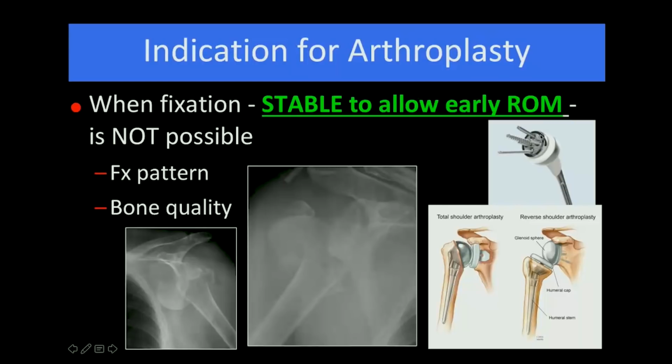That's what we do. And usually this is based on the fracture pattern, if it is very severely comminuted, meaning multiple pieces, or the bone quality is so poor that no matter how you fix it, the bone is not going to hold the fixation to be able to move the arm right away. So there are different ways to replace the shoulder too.